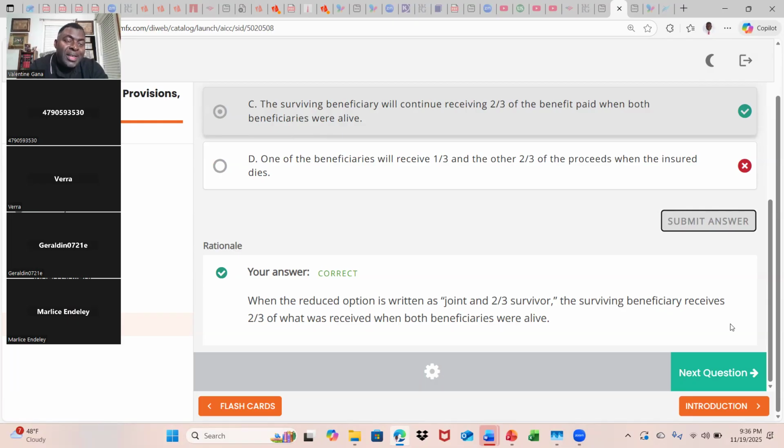If it's your will, you are the testator. And for a will to be valid, it has to be signed by 2 witnesses in the presence of the testator.